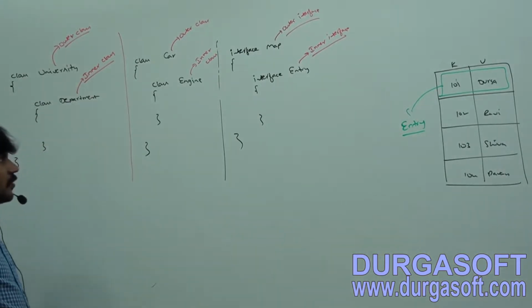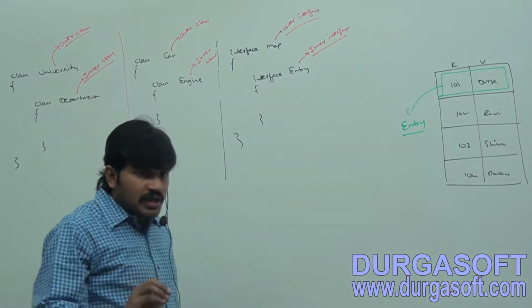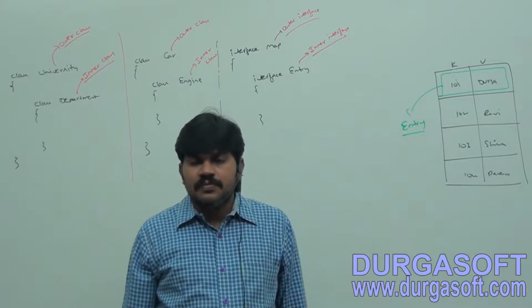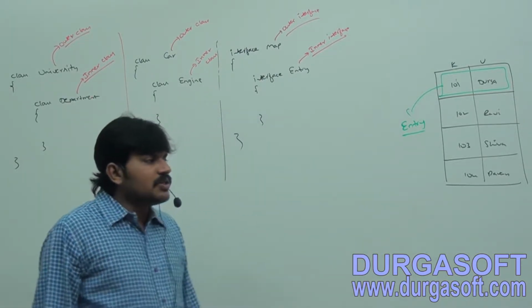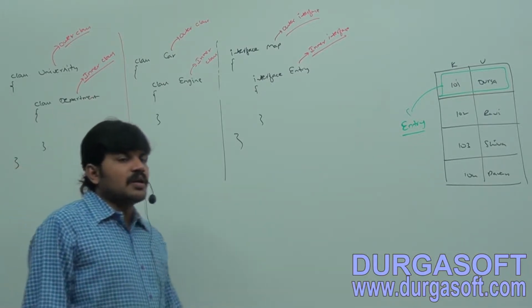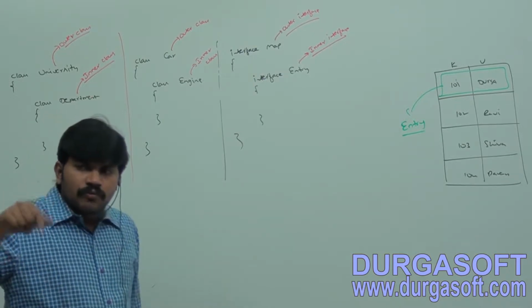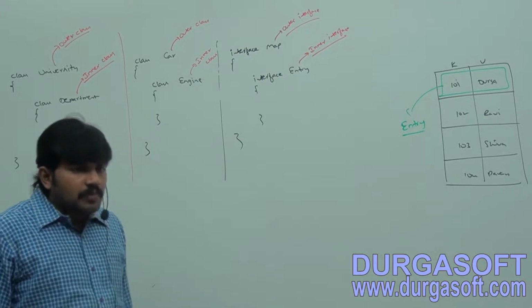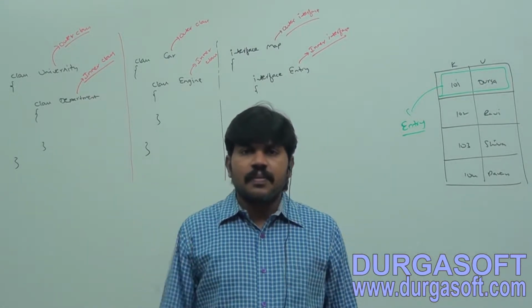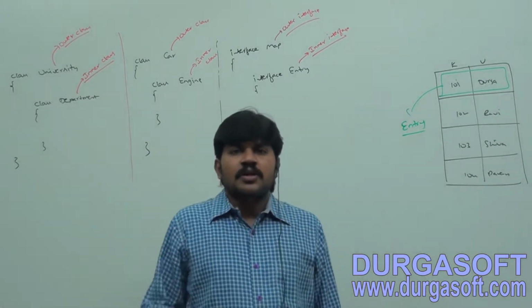Example 3. Map is a group of key value pairs. And each key value pair is called an entry. Next, without existing map object, there is no chance of existing entry object. Without existing map object, there is no chance of existing entry object.